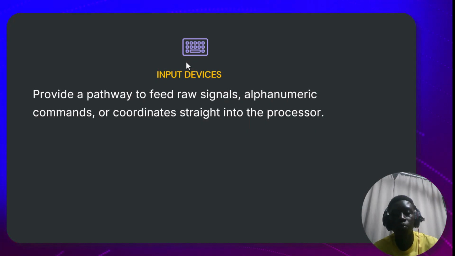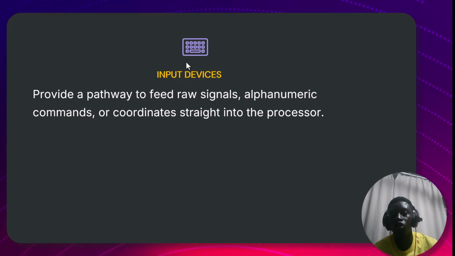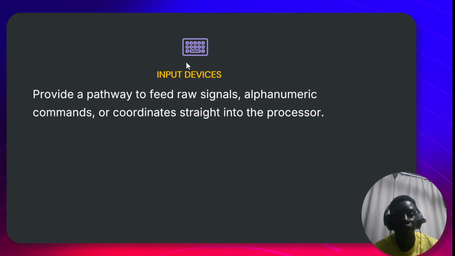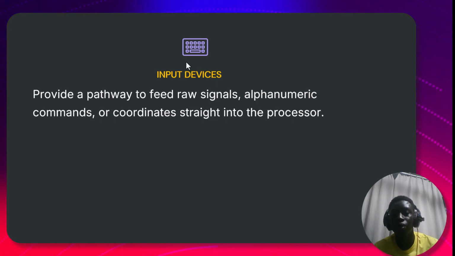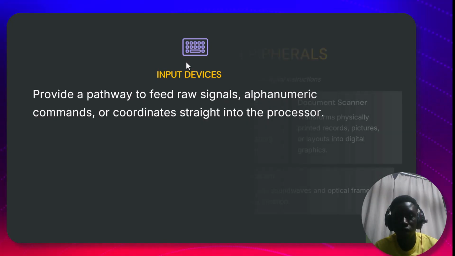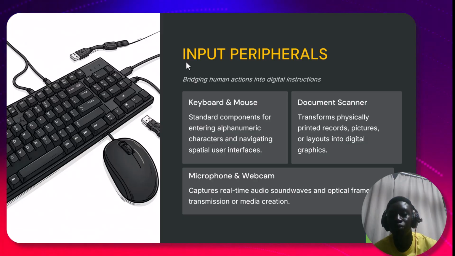So let's go to the input devices. They provide a pathway to feed raw signals, alphanumeric commands, or coordinates straight into the processor. You need these devices before you can feed the computer with numeric commands or anything that you want to type to the computer. So we have keyboard and the mouse. They are standard components for entering alphanumeric characters and navigating user interfaces.